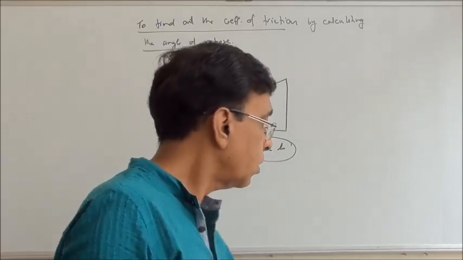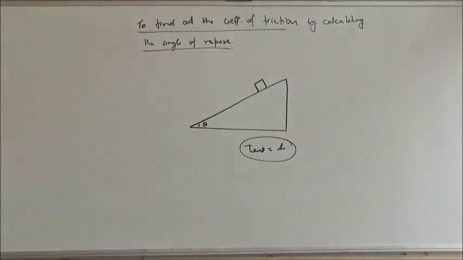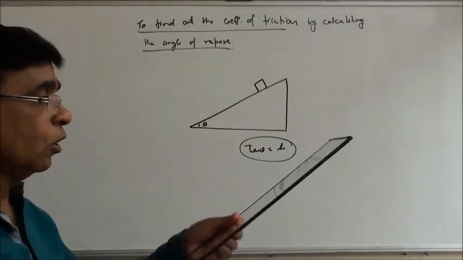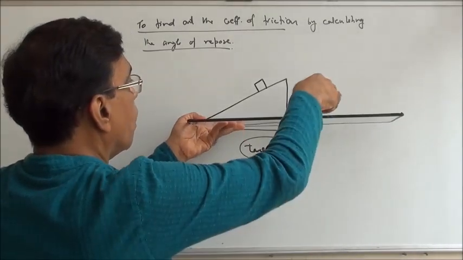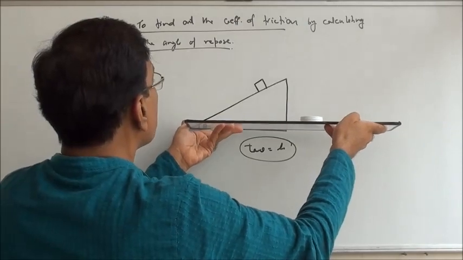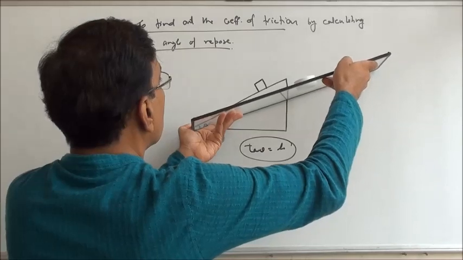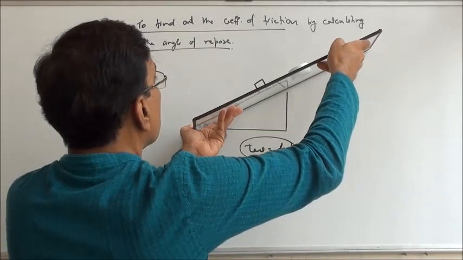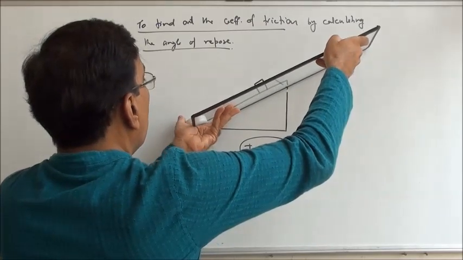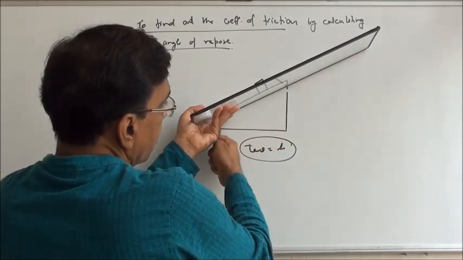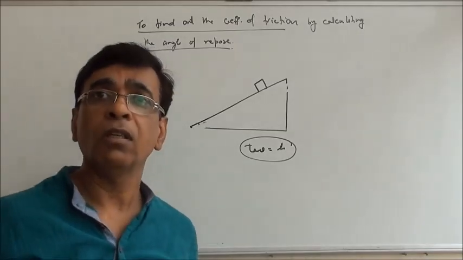Now, to find out this angle, we need an inclined plane and one object. So I have taken this glass, okay, and keep one object onto it. And now I start moving it like this. What we need to calculate is this value. We can mark it here and then measure this angle using the protractor.